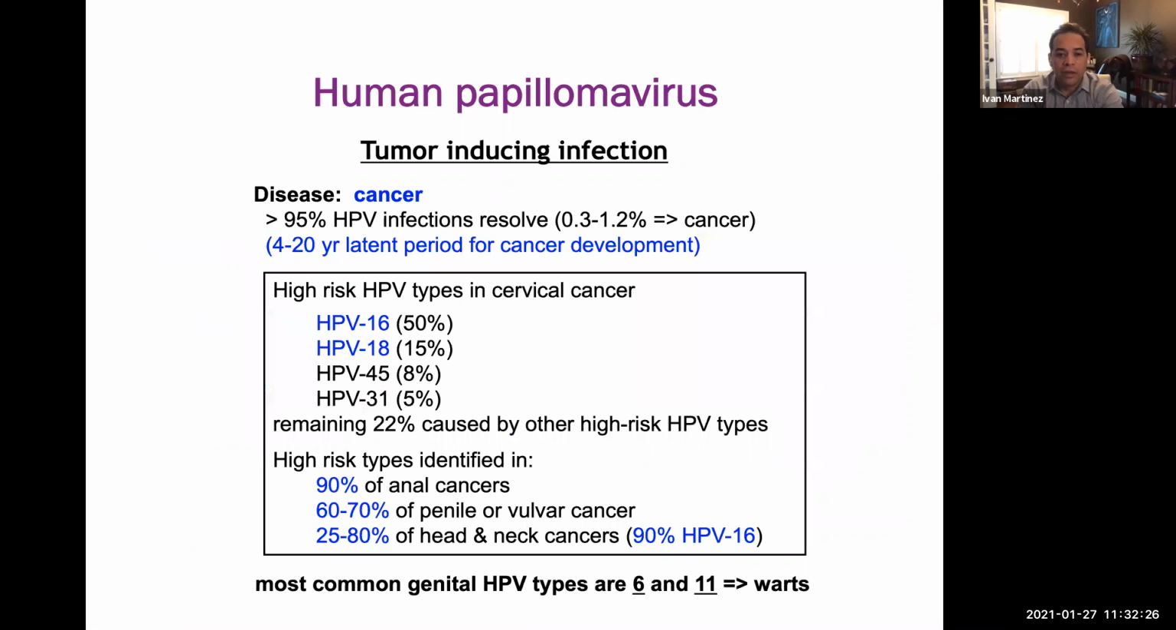So the disease of human papillomavirus, of course, the most important is cancer. They are the high-risk HPV types, like HPV 16 and 18, like I told you before. The remaining 22% are caused by other high-risk HPV types. High-risk types are identified in 90% of anal cancers, 60 to 70% of penile, and 20 to 80% of head and neck cancers. Most of the head and neck cancers, interestingly enough, are mostly caused by HPV 16.